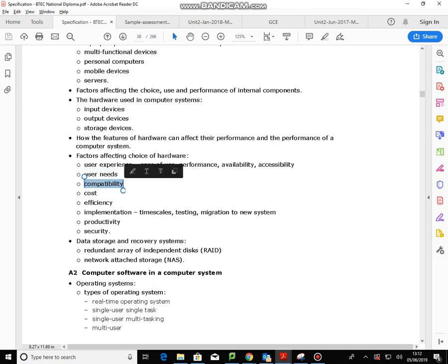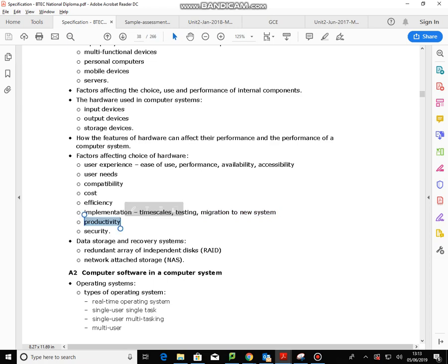Compatibility, this is regarding how easy is it to be able to use with other devices. Cost, of course, how much money there is to spend on it. Efficiency, is it able to do what you need it to do without unnecessary overheads? And in terms of implementation, how easy is it to be able to bring it into your organization? For example, if we're migrating from an old system to a new one, is it something that's going to require additional training? Is it something that's going to require a specialist to come and set it up?